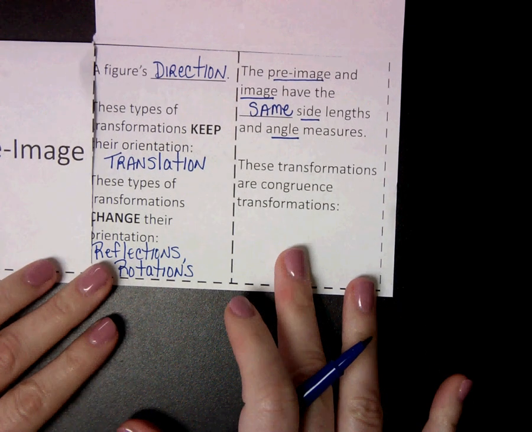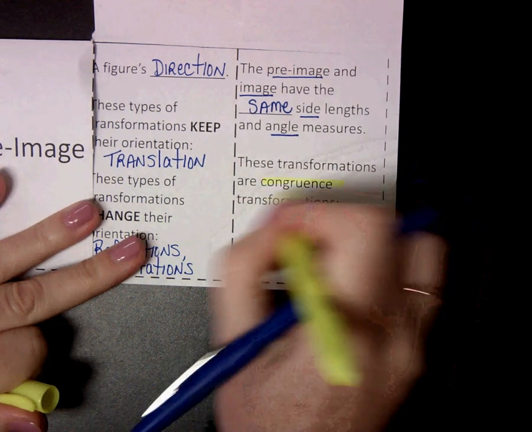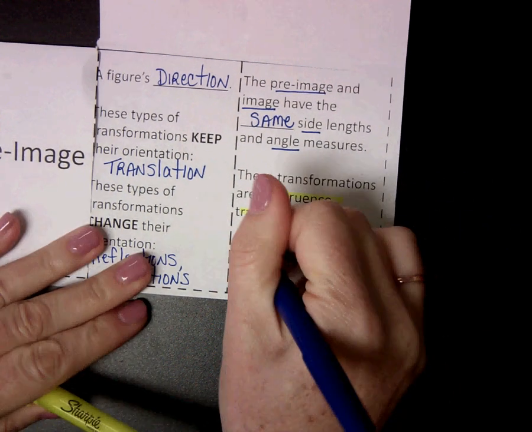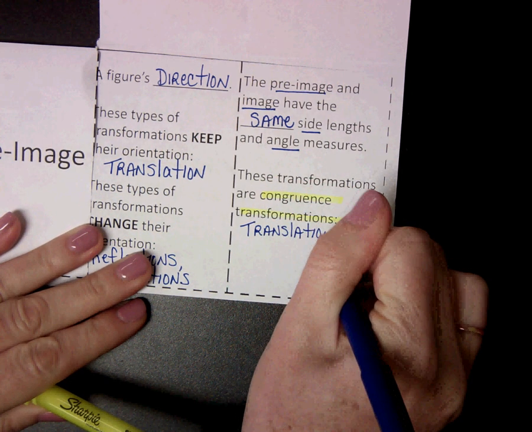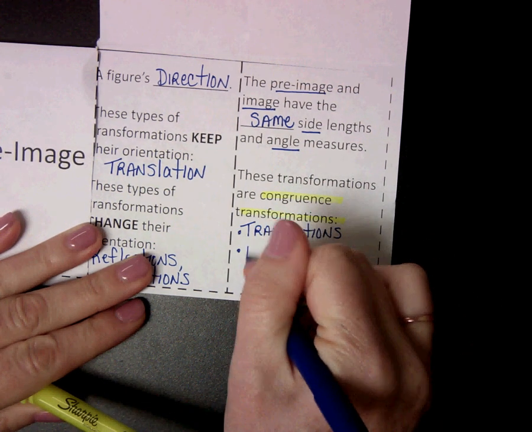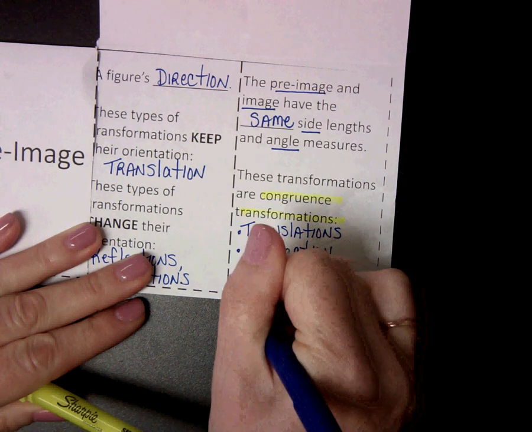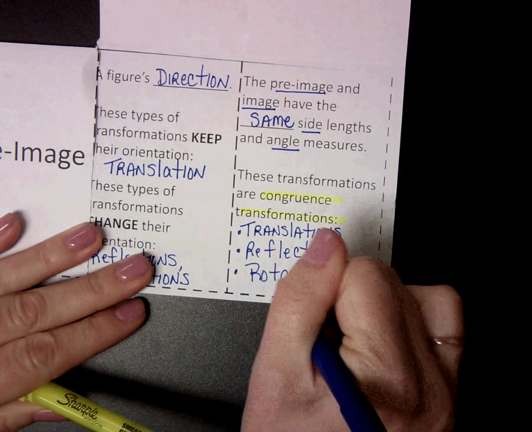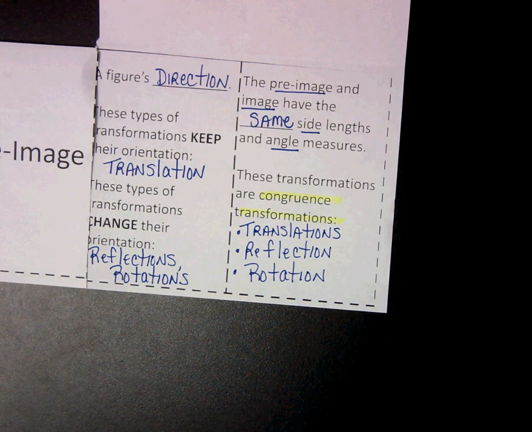And so what's really important is to know which transformations are congruence transformations. They are translations. All translations will also be congruent. Okay? All reflections are also congruent, and rotations are always congruent. None of these transformations, when we perform them, will change the size of our preimage. Okay, and so that's really important. So let's make sure we have that written down.